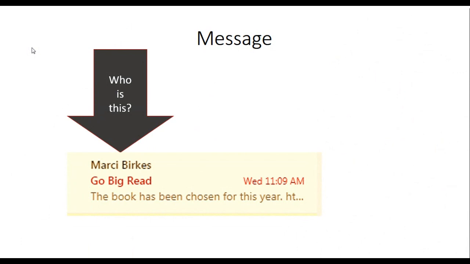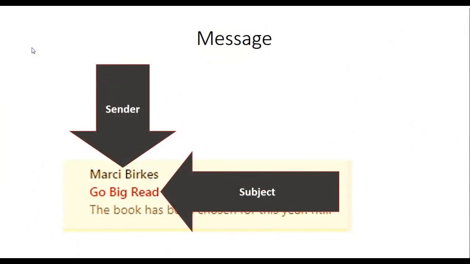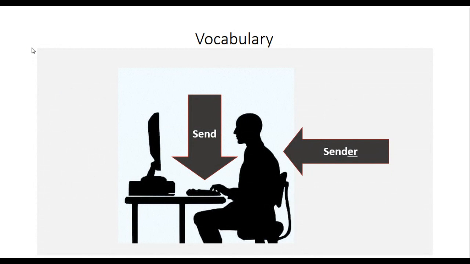Now, let's review. Who is this? What is this? Sender, subject. Okay. We learned 5 words: inbox, messages, subject, sender, reply. Let's look at one more. Send. It looks very similar to sender. A person writing is the sender. Sender. When you click so the information goes to a person, you send the message. Send.